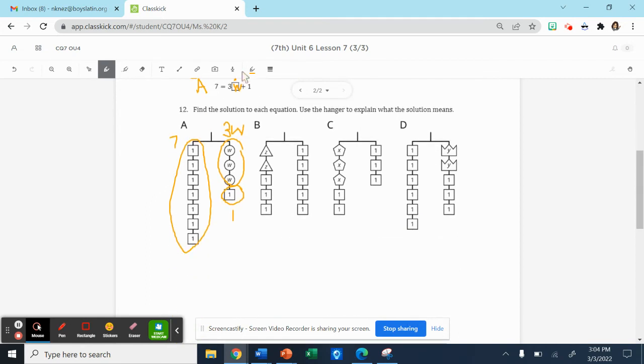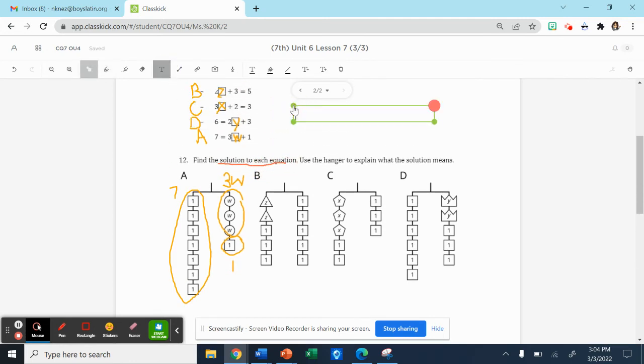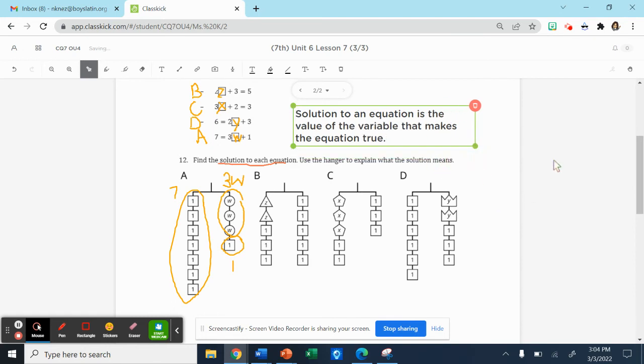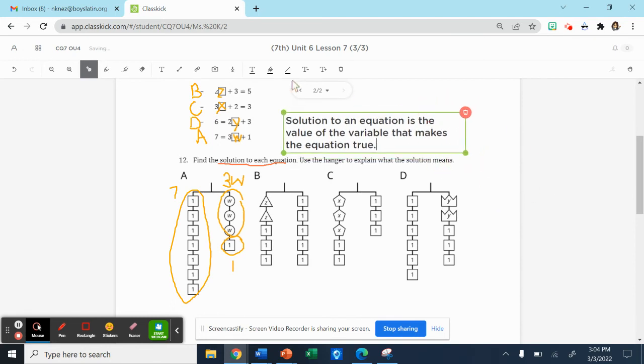Now, our second step today is to find the solution to each equation. Remember that the solution to an equation is the value of the variable that makes the equation true. So, that would be the number I can replace the variable with that will give me a true equation.